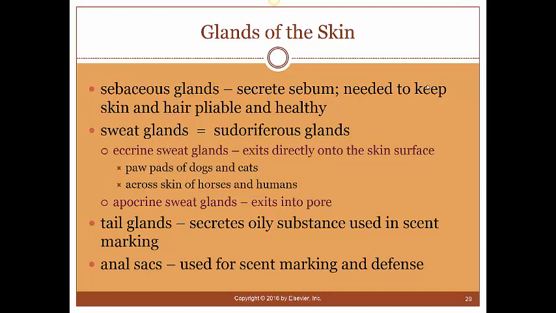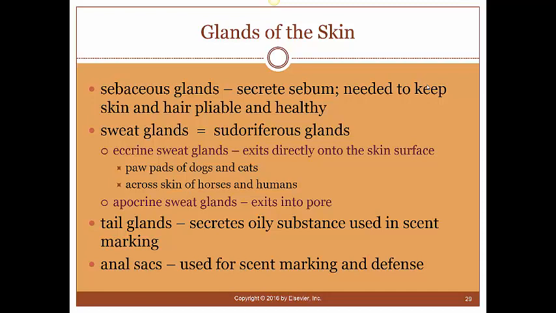Tail glands, we find these in dogs and cats. They secrete an oily substance that's used as scent, and so this is when you see a dog sniffing the backside of another dog. They're trying to smell that tail gland that has a unique marking scent. And then cats, when they go to the bathroom in a litter box, can use these tail glands to help mark those areas that they've been at.